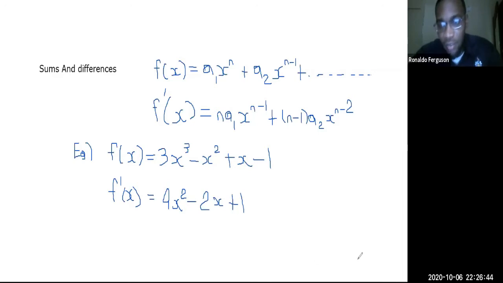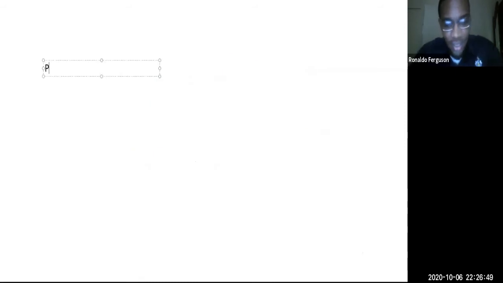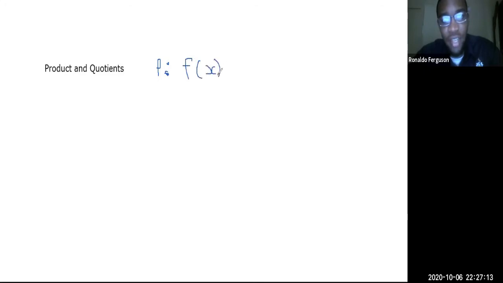The next one to review is how to differentiate products and quotients. To differentiate products and quotients, generally for products, this is what they do. So P right here stands for product. Generally, to differentiate a function that's a product, so let's say f of x is equal to u times v. I don't like to say u times v, but this is the general thing that they tell us.